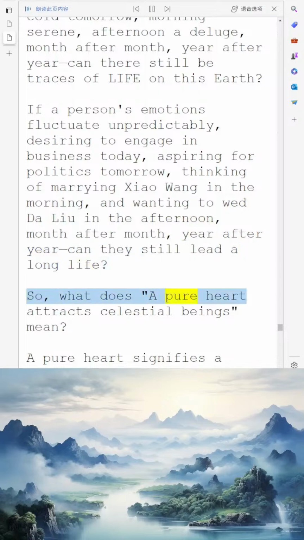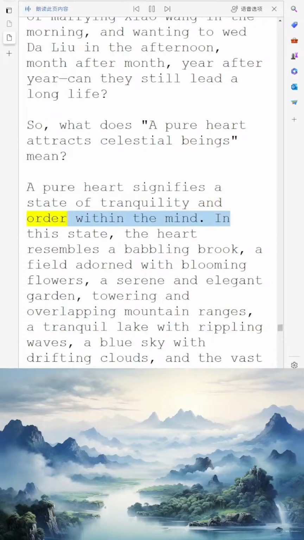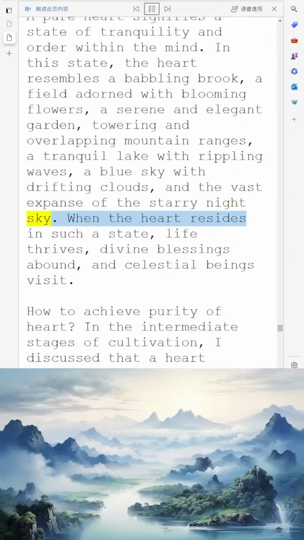So, what does "a pure heart attracts celestial beings" mean? A pure heart signifies a state of tranquility and order within the mind. In this state, the heart resembles a babbling brook, a field adorned with blooming flowers, a serene and elegant garden, towering and overlapping mountain ranges, a tranquil lake with rippling waves, a blue sky with drifting clouds, and the vast expanse of the starry night sky. When the heart resides in such a state, life thrives, divine blessings abound, and celestial beings visit.